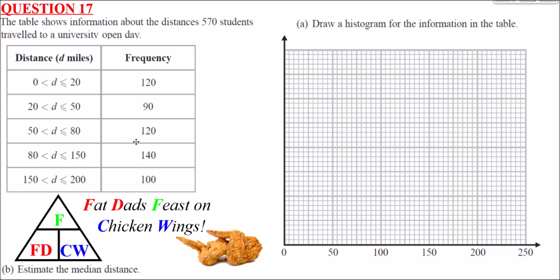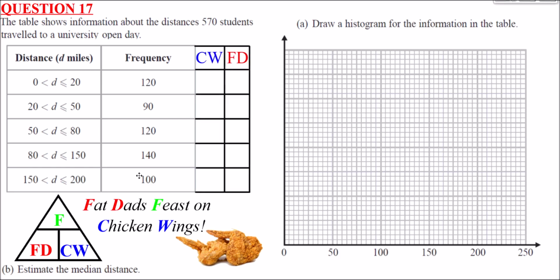So what we need to do here is an extra column for working out frequency density. So class widths just means the difference between the upper and lower bounds. The first one, just 20 subtract 0, that's 20. This next one, 50 subtract 20, that's a class width of 30. 80 subtract 50, that's another class width of 30. 150 take 80 is 70. And finally 200 minus 150, that gives us 50.